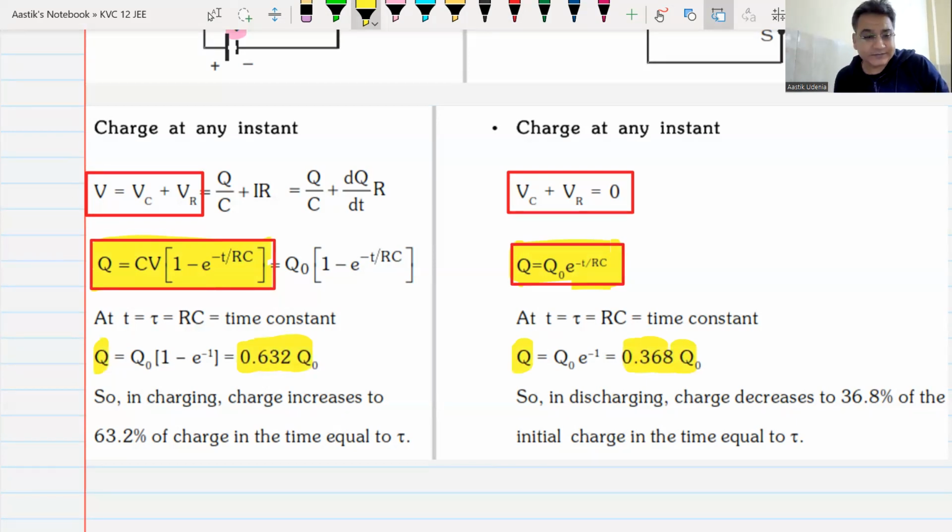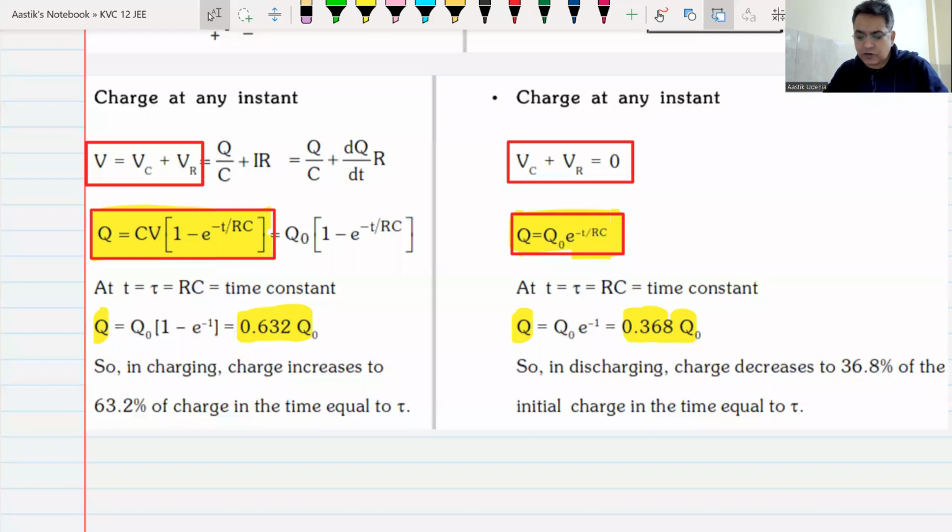Do we understand this? Yes, sir. I'll give you 2 minutes to note it down. Everything side by side. Well then, let us move forward.